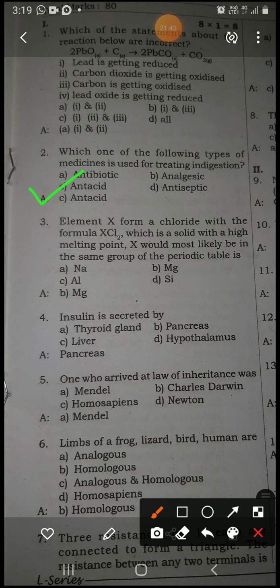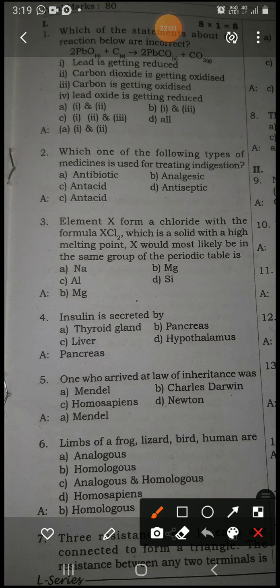So the next question, children, is: element X forms a chloride with the formula XCl2. Element X means any element. He has not given the name, so he has given X.